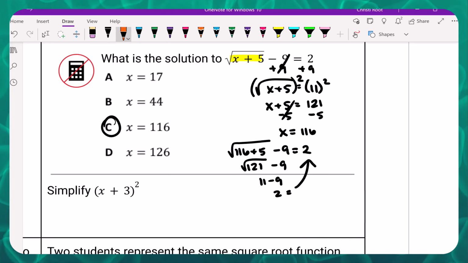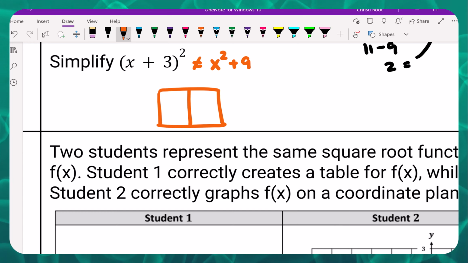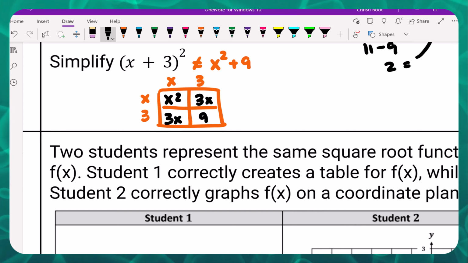One thing that you need to look out for when you are solving these types of equations is the squaring of a binomial. A lot of people think that this is going to be equal to x squared plus 9. This is incorrect. This is one of the top 5 most missed mistakes of Algebra 1. So what we're going to do is actually do this correctly by using the area model. So x plus 3 times x plus 3. Whenever you're multiplying, just draw yourself a little rectangle. It'll save you from a lot of errors.